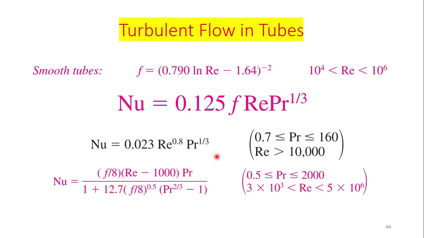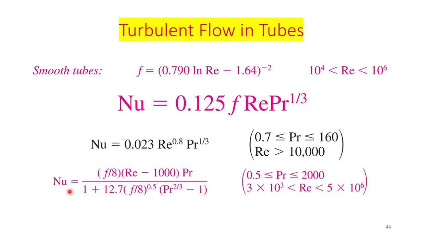If the Prandtl number is in the range of 0.7 to 160 and the Reynolds number is greater than 10,000, then you will be able to use this expression of the Nusselt number that is given here. And for a different Reynolds number or Prandtl number, if the Prandtl number is in the range of 0.5 to 2000 and the Reynolds number is in this range, you have to use this expression for the Nusselt number, and after getting the value of the Nusselt number you will have to determine the convective heat transfer coefficient.